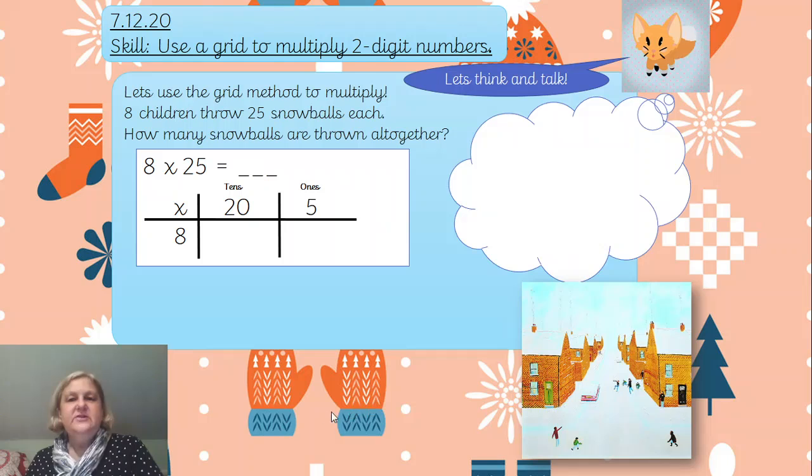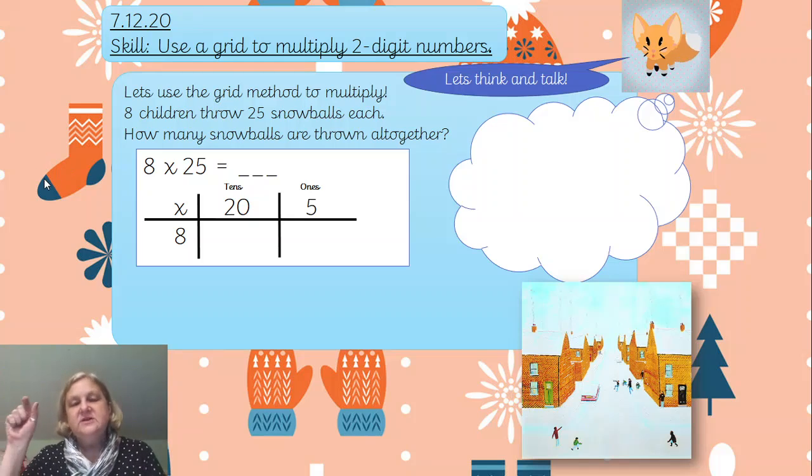So let's have a little think and a talk out loud, or talk to somebody if you've got somebody working with you. This is so that we can use the grid to multiply by two-digit numbers. And there's quite a few steps to remember, and hopefully you're getting the hang of it by now. It's quite difficult to tell if you are getting the hang of it, but keep going and keep trying really hard so you build up that knowledge of your times tables as well.